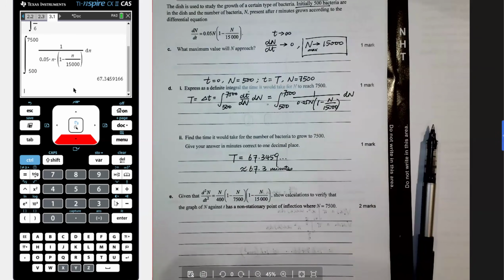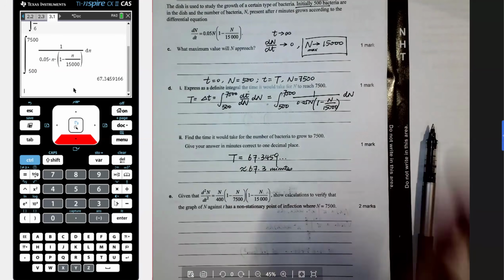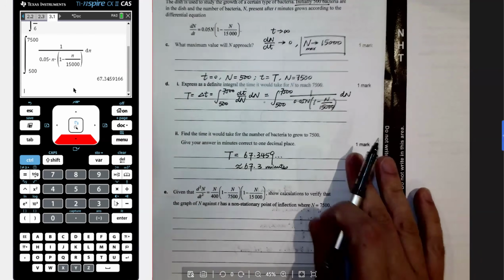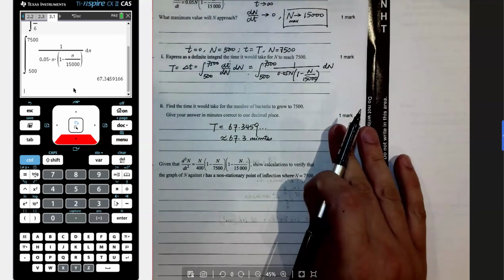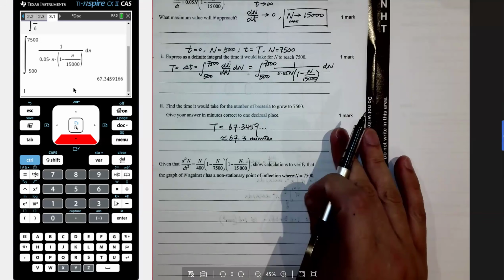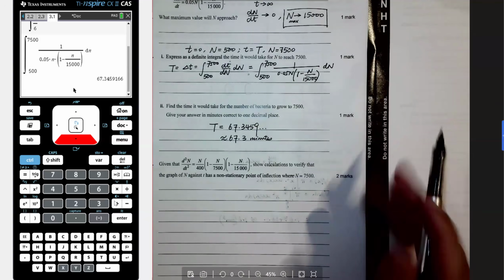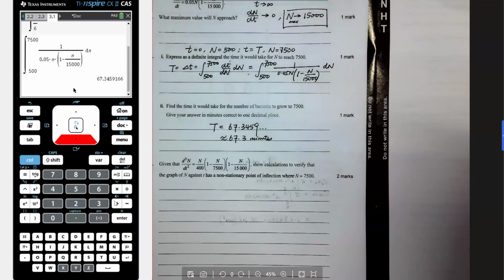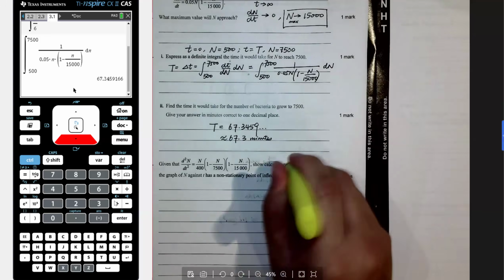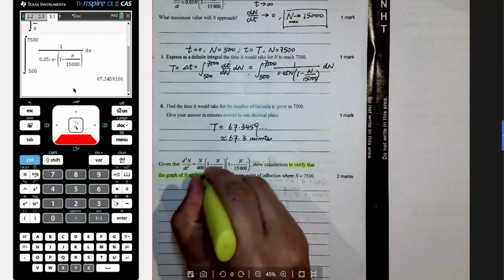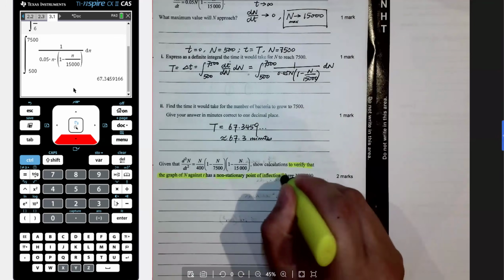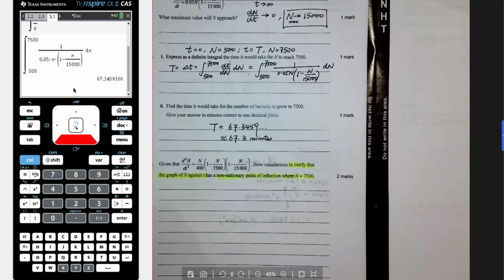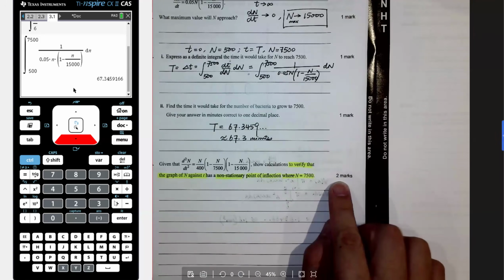All right. And that d2n dt squared equals n over 400 times 1 minus n over 7,500 times 1 minus n over 15,000. Show calculations to verify that a graph of n against t has a non-stationary point of inflection where n equals 7,500. 2 marks.